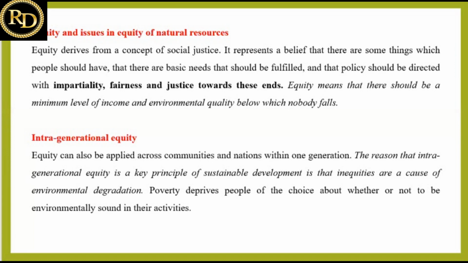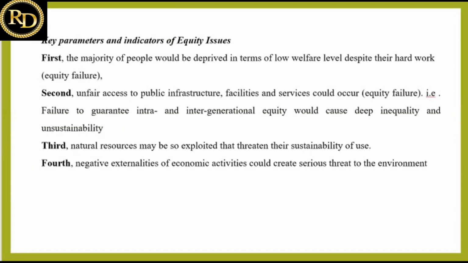All right. As I told you, we do not know who should use how much of the good in order to make it sustainable for future generations. Even we are not thinking about the intergenerational equity as well. That is the biggest question of sustainability now. And the key parameters or indicators to identify this issue is, low welfare, of course. Now that's the biggest problem everywhere. Then unfair access to your public infrastructure, natural resources being exploited at a very rampant rate, and negative externalities.